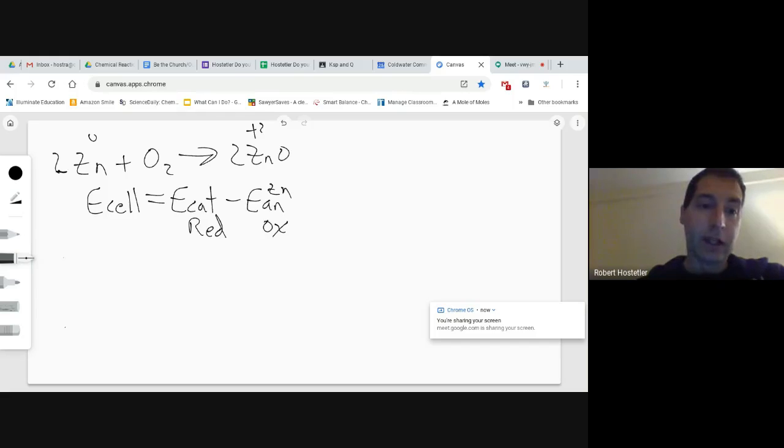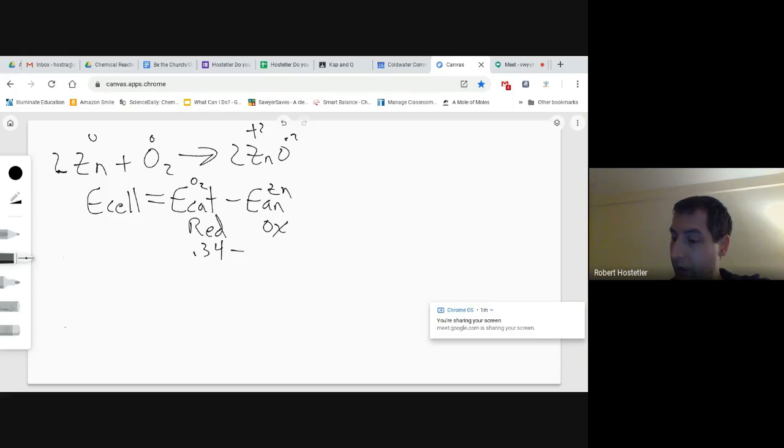And then the oxygen is going to go from 0 to -2. So the O2 is going to be reduced. So we know the O2 is the cathode and the zinc is the anode. So we can look at our reduction potential for our O2, and that is 0.34. And then we can subtract that from the other one.